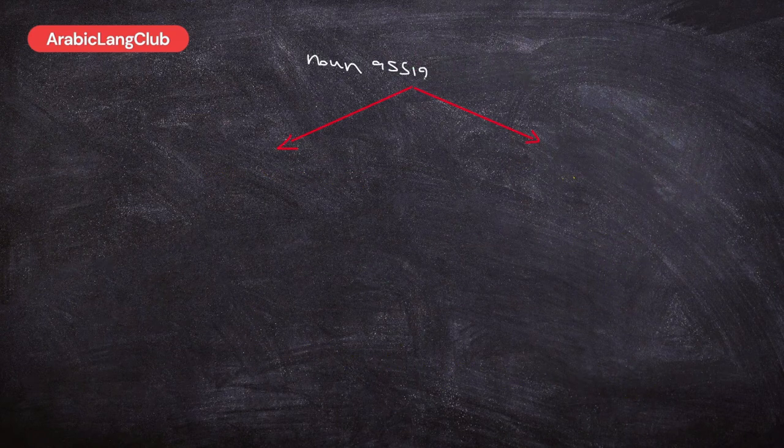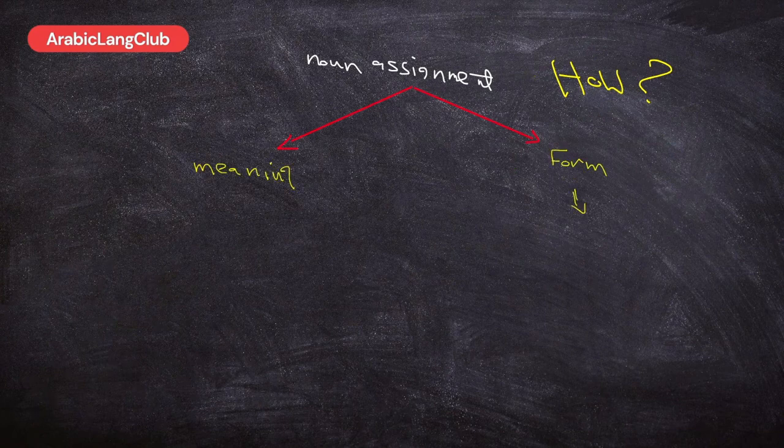And here comes the biggest question. How do I assign the noun? You have two different ways: according to the form of the noun or the meaning. What I mean by form is you assign this noun, whether feminine or masculine, according to phonological or morphological cues. And what I mean by the meaning is you assign it in a semantic way.